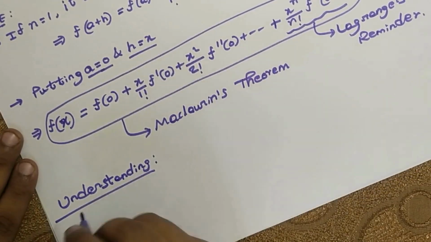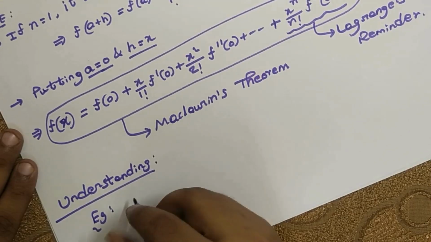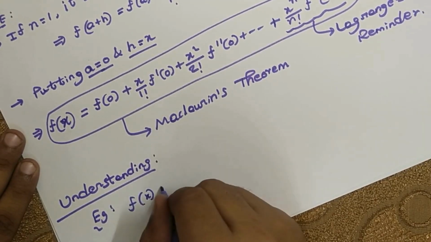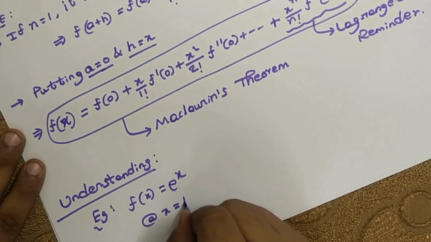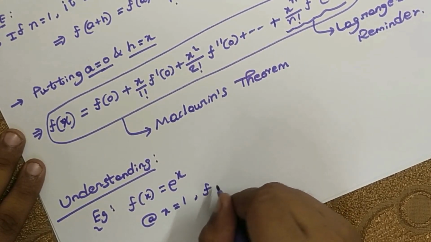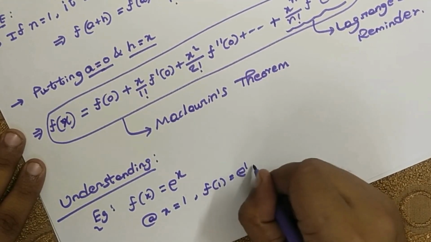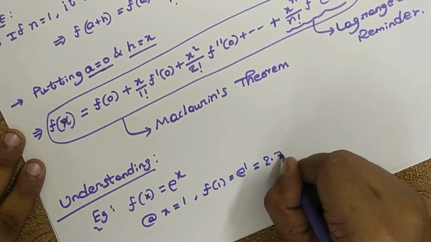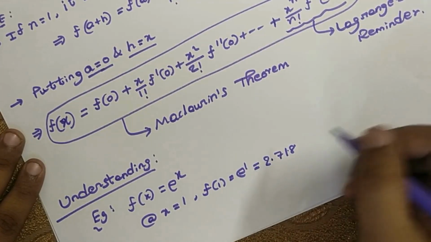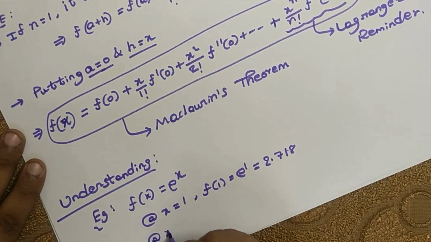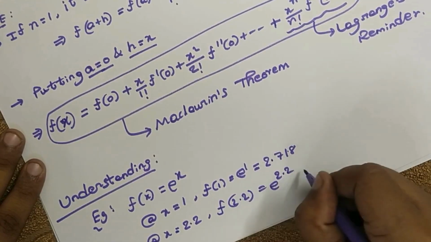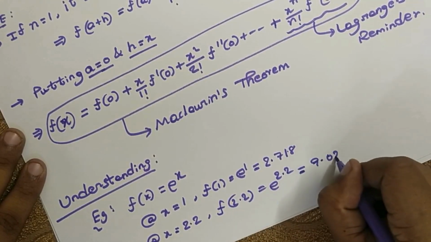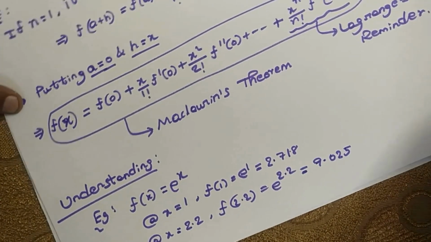Okay, so for example, f of x, let's say, is the exponential function e power x. So at x is equal to 1, what does e power 1 become? f of 1 is equal to e power 1. So it is around 2.718. So at x is equal to 2, let's take 2.2. So f of 2.2 will be e to the power of 2.2. So this value is around 9.025.